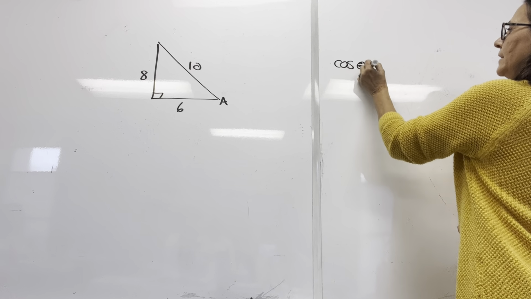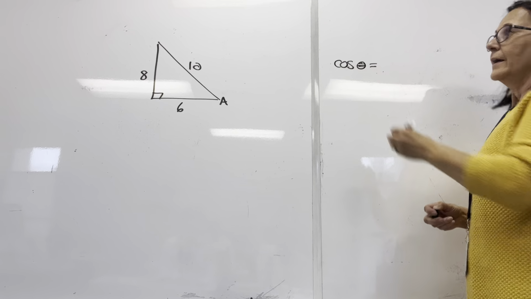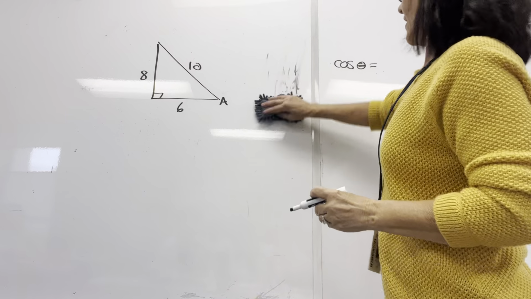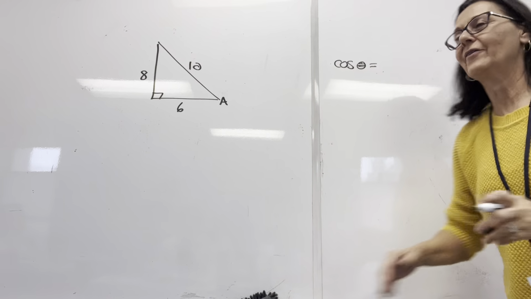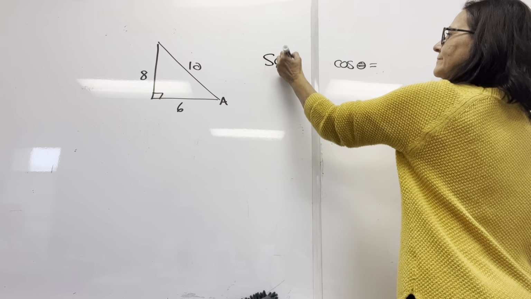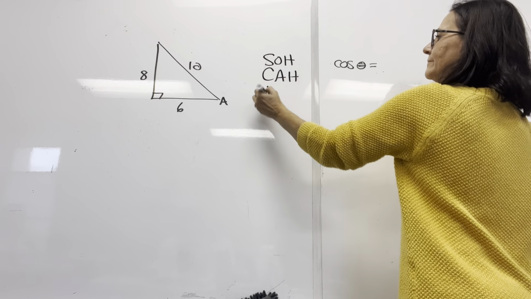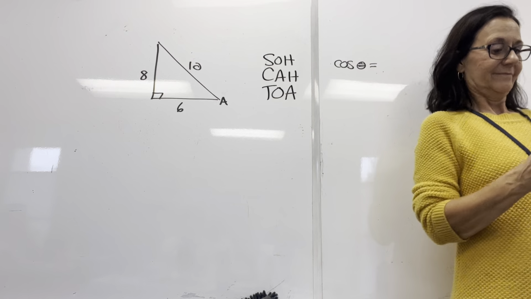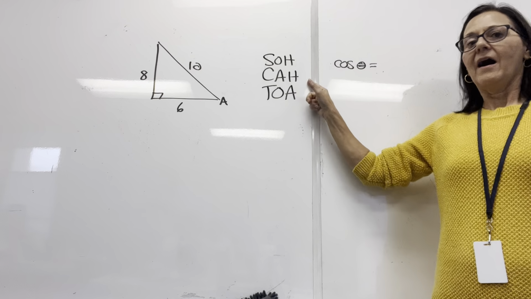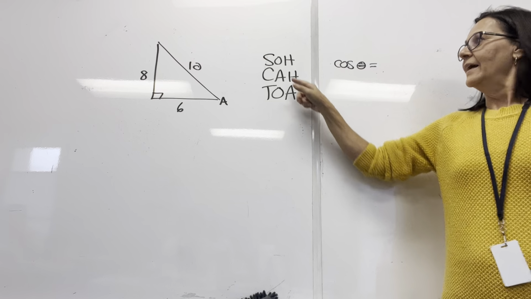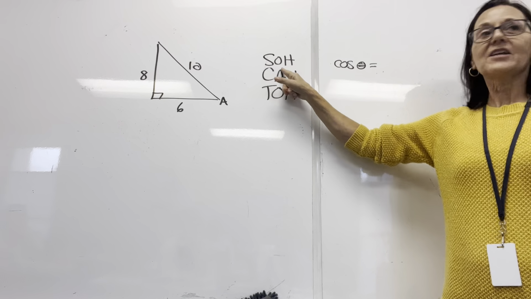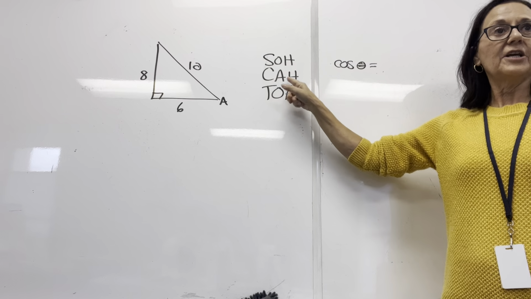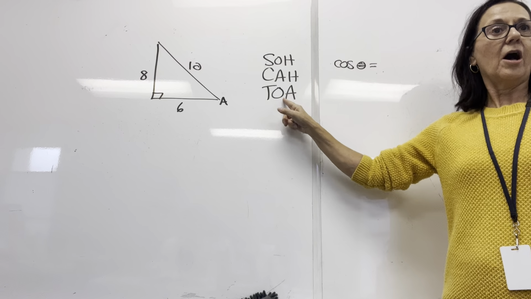I better write the angle. Cosine equals adjacent over hypotenuse. All right, write that on your test. Okay, I'll rewrite it. Sine is opposite over hypotenuse, cosine adjacent over hypotenuse. SOHCAHTOA. Sine is opposite over hypotenuse. Cosine adjacent over hypotenuse. Tangent opposite over adjacent.